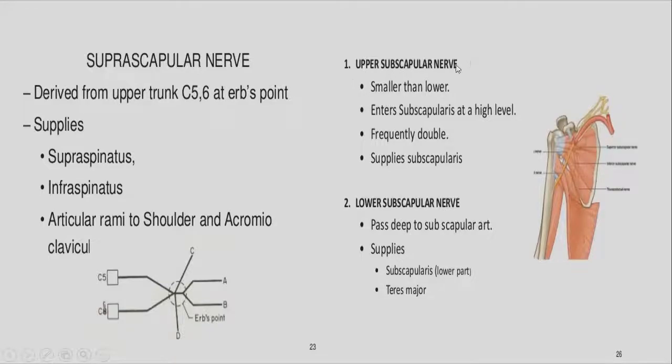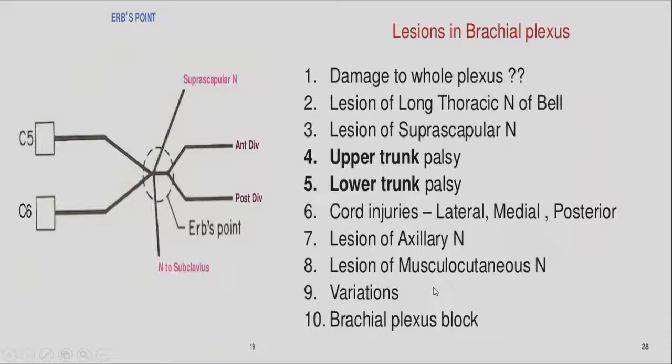Upper subscapular, I've already said, subscapularis muscle, upper part of the subscapularis. Lower subscapular to innervate the lower part of the subscapularis, as well as the teres major. Okay. Then you have a point that is known as the Erb's point, which you have to know.